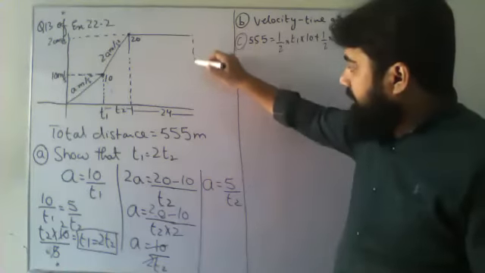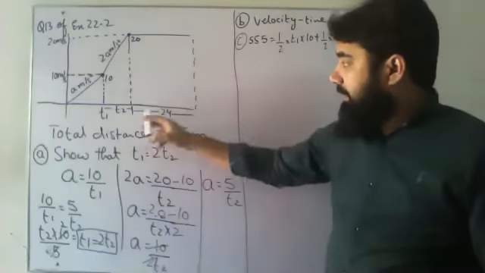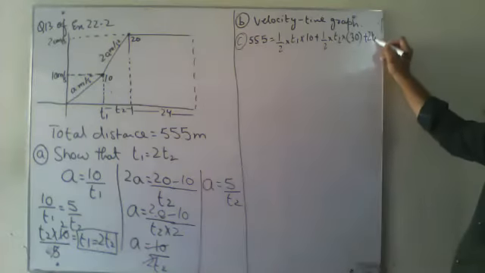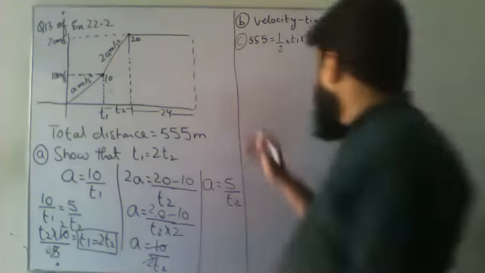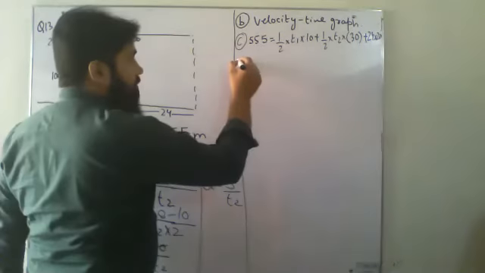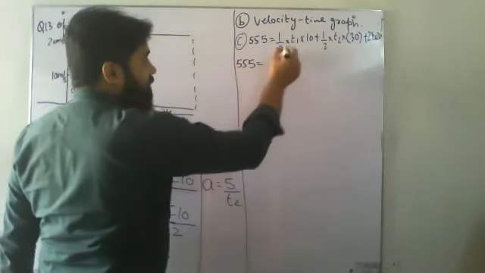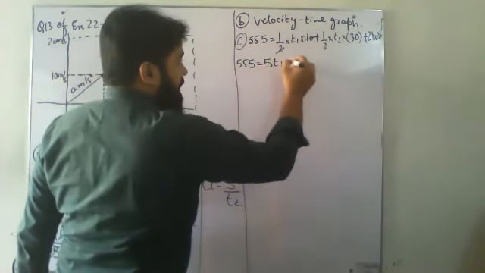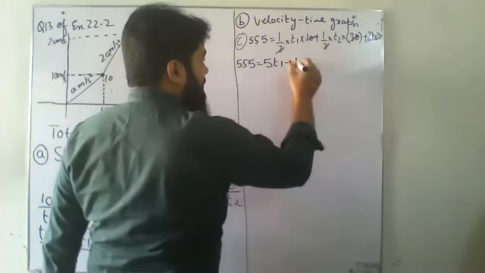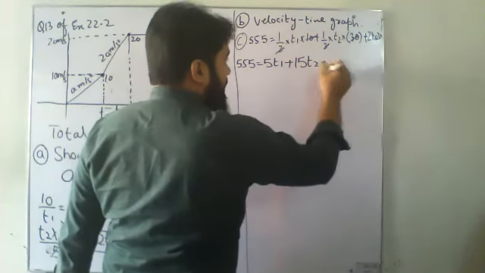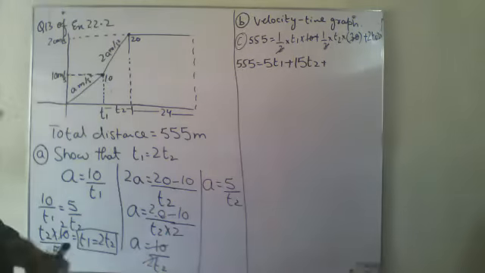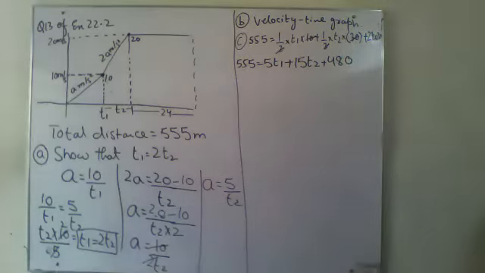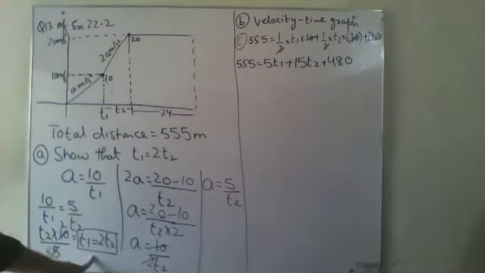If I take this one, that's a rectangle. So it is 24 over here and 20 over here. So 24 into 20. Okay. This is the thing given to me. Now 555 equals to this, and this will be cancelled. 5T1 plus this and this will be cancelled. 15T2 plus, when I multiply this one, this will become 480.